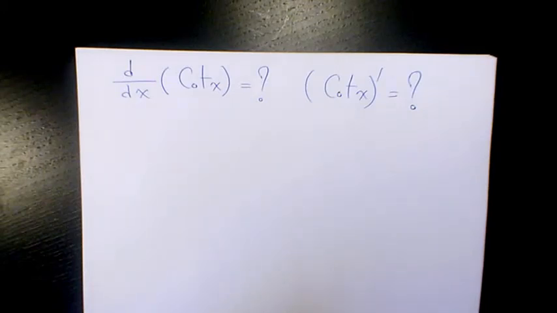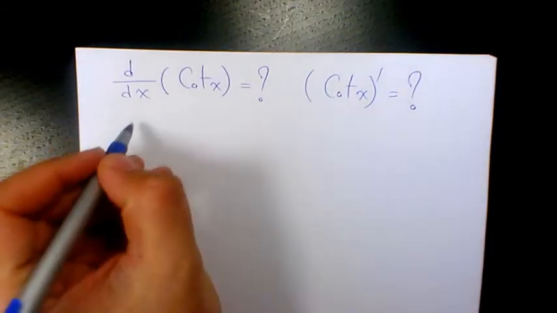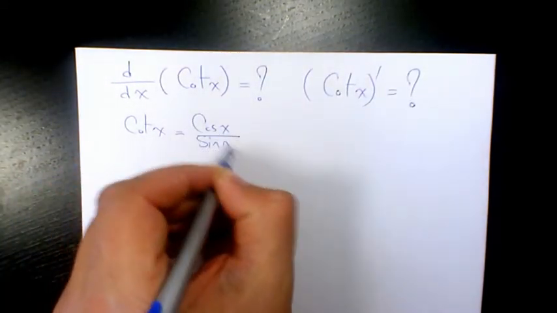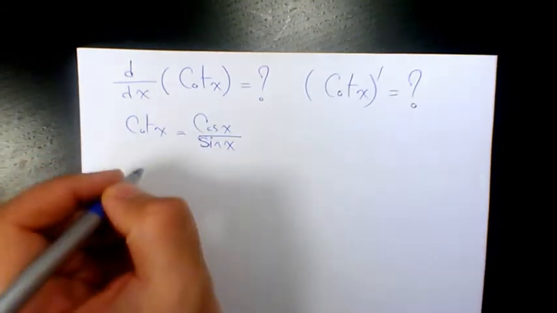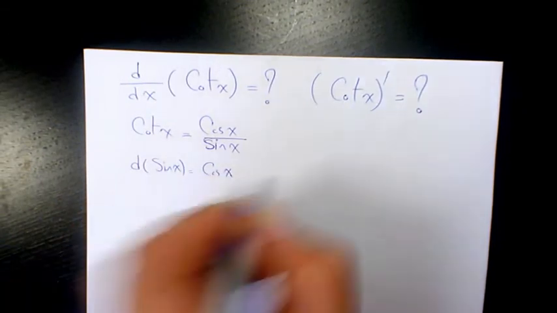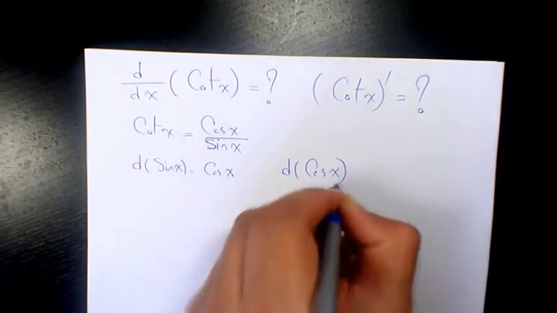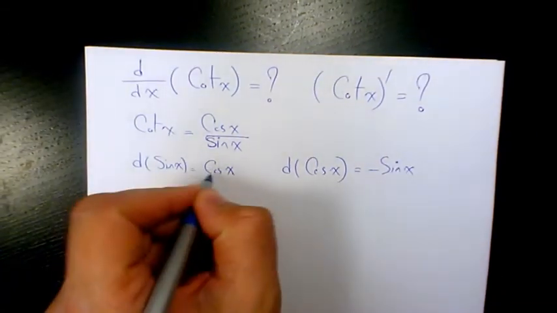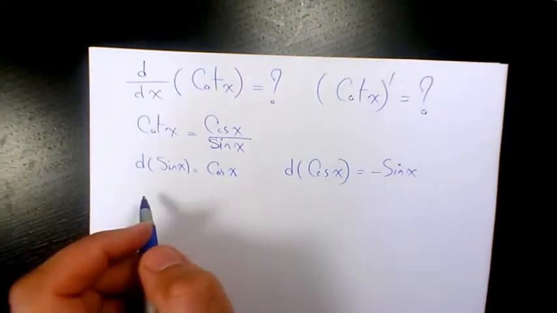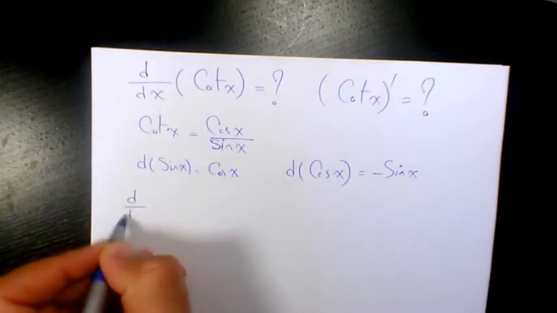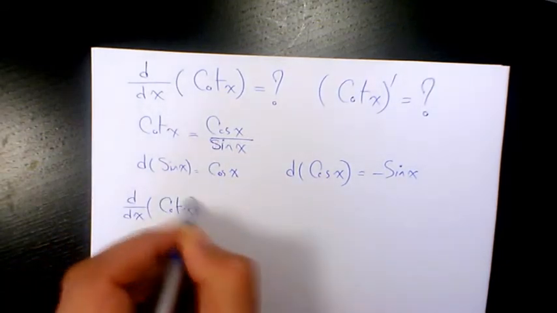Welcome to another video. In this video I want to talk about the derivative of cotangent x. As you know, cotangent x equals cosine x over sine x. And we know the derivative of sine x is cosine x, and the derivative of cosine x is going to be negative sine x. So, using these two formulas, we can find out the derivative of cotangent x.